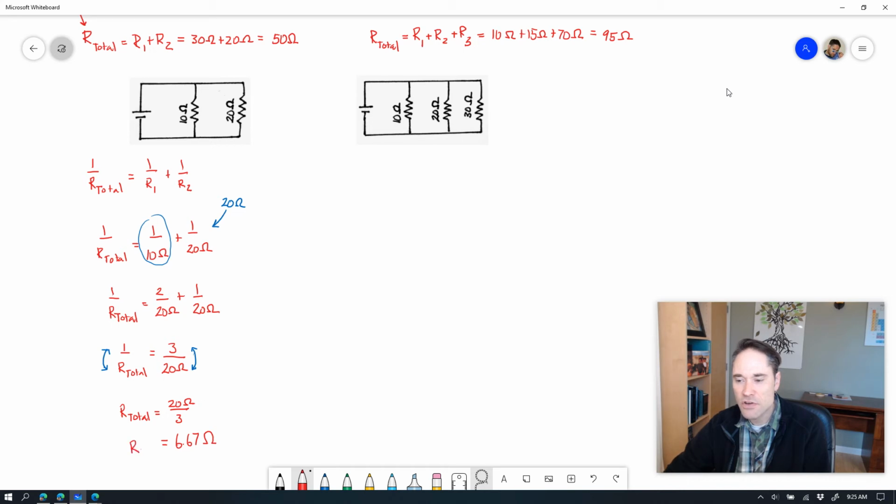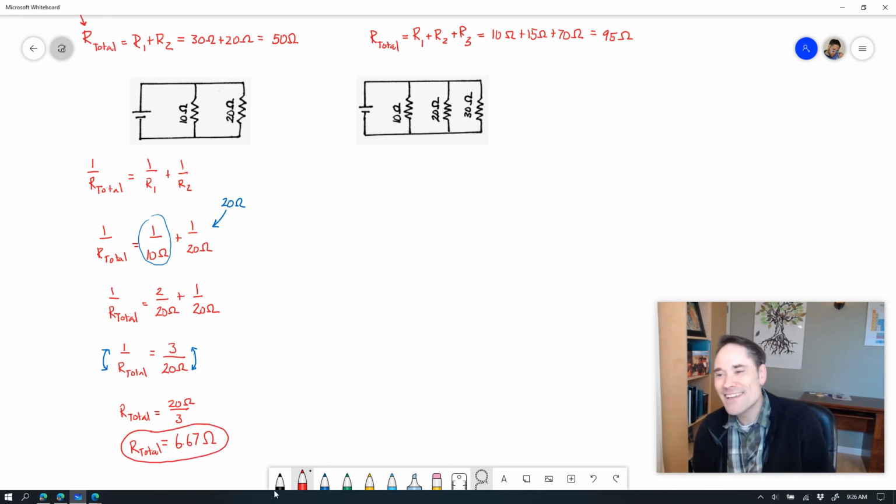So our total is equal to 6.67 ohms, which is less than any one of the two resistors up at the top. If you look at the two resistors up at the top, you'll notice that 6.67 is less than 10 and 20. And that's important.